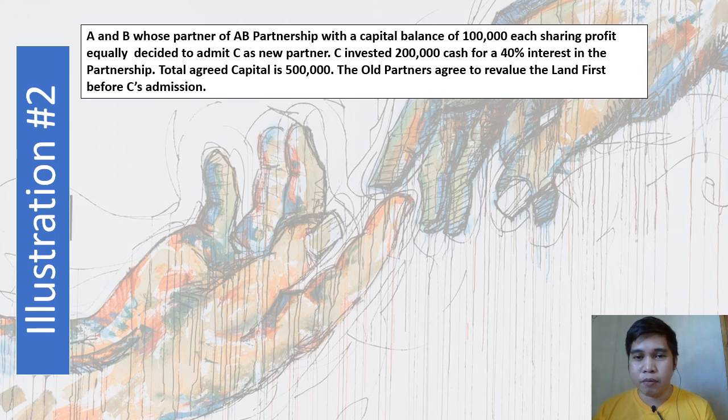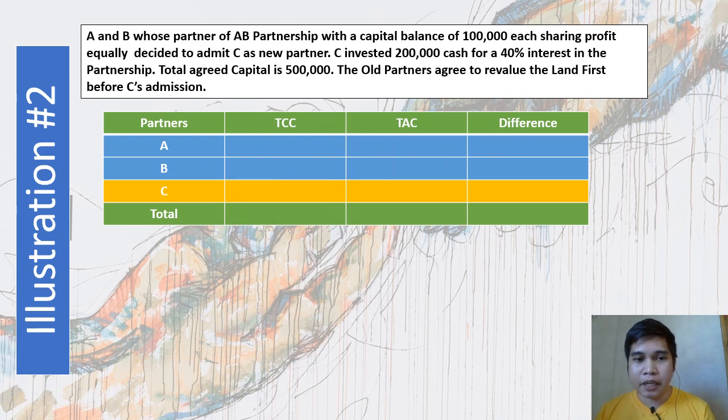So in this case, we have to look at our revaluation, kasi sabi ng old partner, magkakaroon daw po muna ng revaluation bago pumasok si C. So let's see kung meron talagang revaluation, dapat magbabago po yung total agreed capital versus sa total contributed capital. So para ma-solve yan, of course, we have to make an initial table. So sa initial table natin, ganun lang ulit.